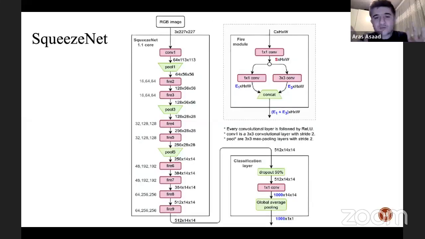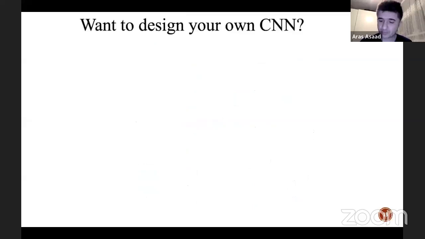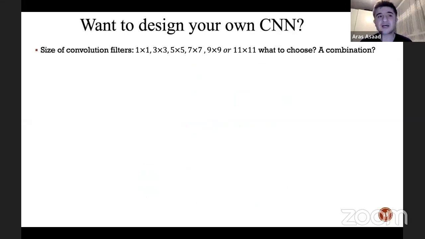Now, having all of this in mind, you may ask yourself, okay, what are the things that I need to have in mind if I want to design a good deep learning architecture? You want to design your CNN architecture? Then first of all, you need to decide your convolutional filters: one by one, three by three, five by five, seven by seven, 9 by 9, or 11 by 11. And the question is, what to choose?